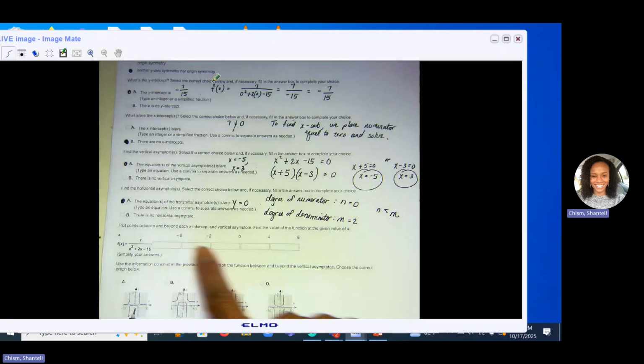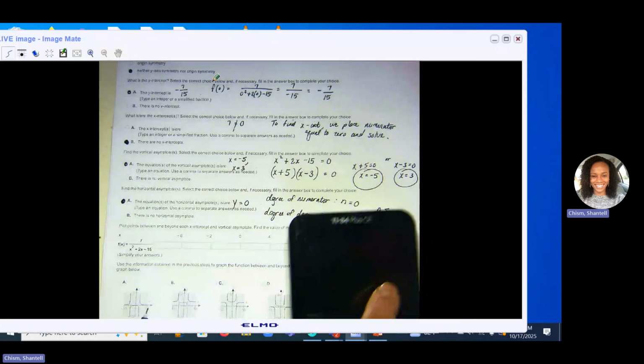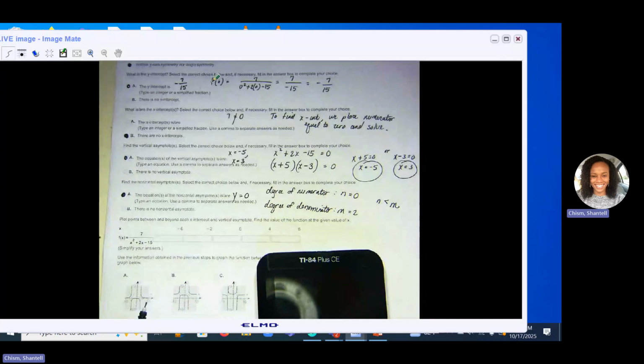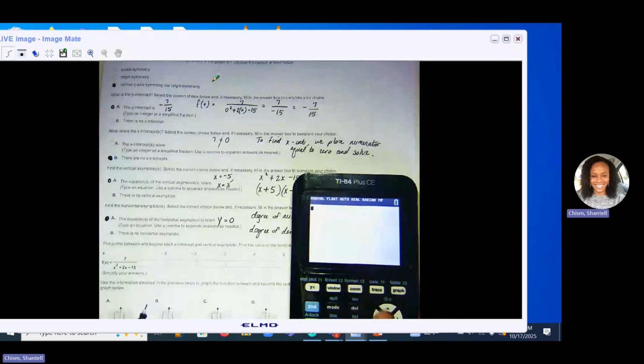I'm going to save you some time even on this. I'm going to go ahead and look at the graph on the calculator. So I'm going to put it in my calculator under y equals. Now, here's the thing, though. I need you to understand something. You have to tell the calculator that this 7 is the numerator. So I'm going to put 7, divided by. I need the calculator to know that this whole expression is the denominator.